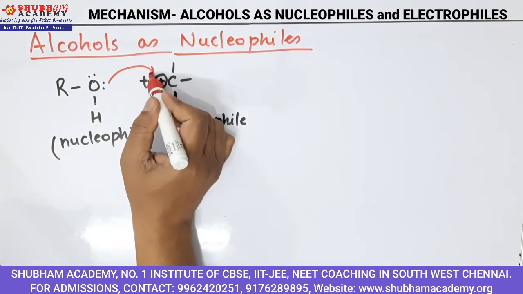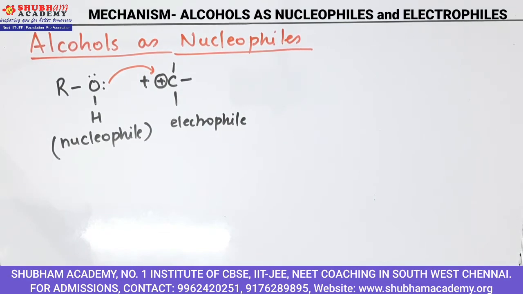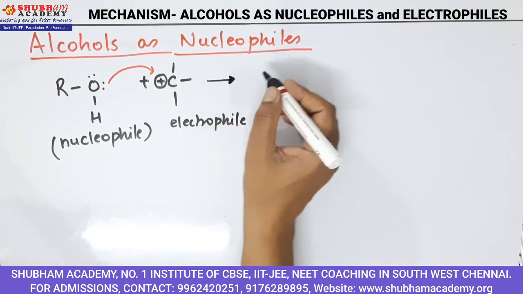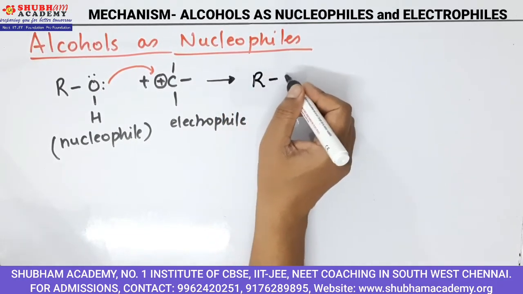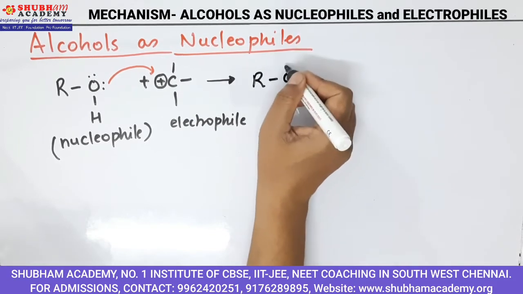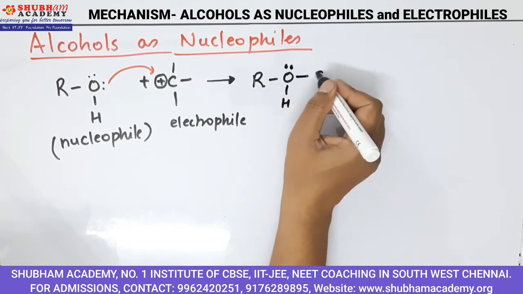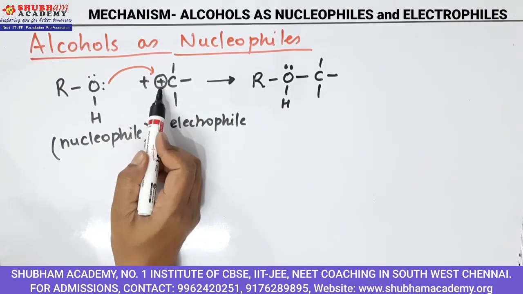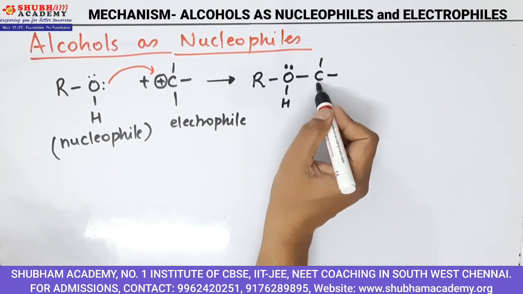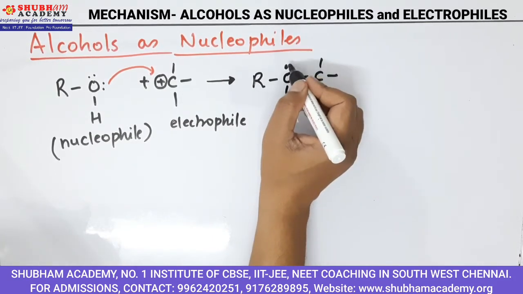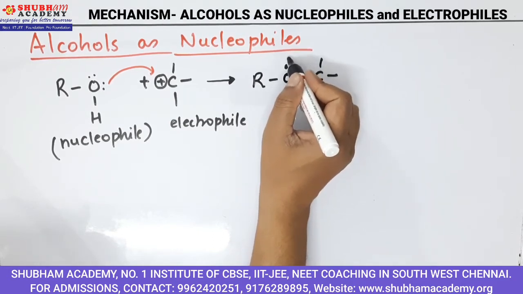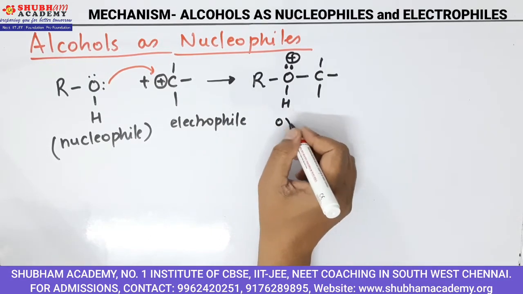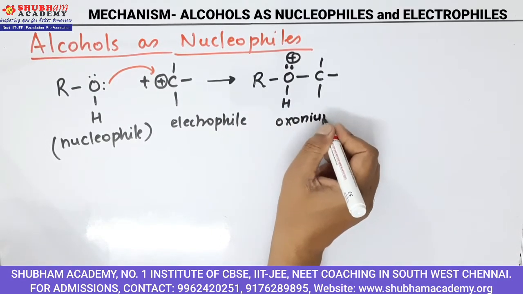So oxygen will share its electron pair with this carbon, and as a result you get an intermediate which is ROH C. Okay, now since this O is giving its electron pair to this carbon, the positive charge of carbon is removed, and since O is giving an electron pair, O will get a positive charge. So what you got here? Oxonium ion, right?